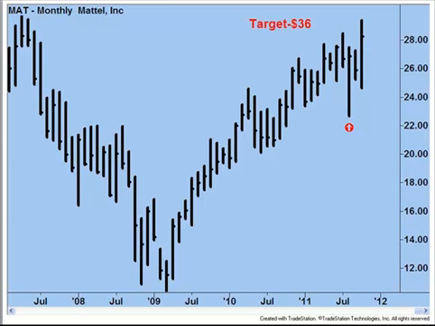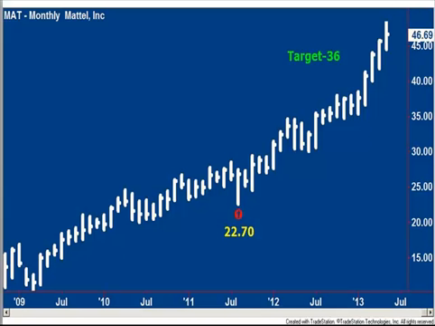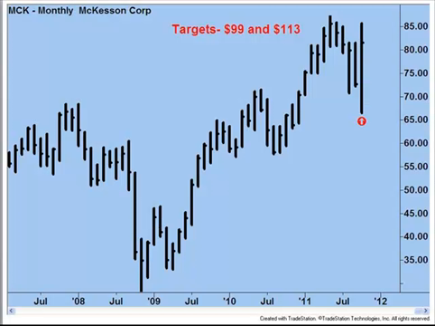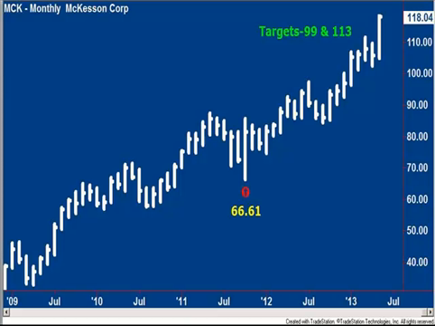Mattel got us right back on track. Mattel closed at 28.24 on October 31st, 2011. The upside target for Mattel was 36. Well, Mattel reached 48.48, much higher than the initial target of 36. Next, we have McKesson. At that time, McKesson was trading at 81.55. We had targets of 99 and 113. McKesson hit both targets and hasn't stopped.